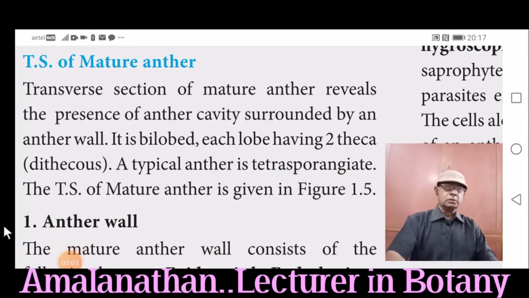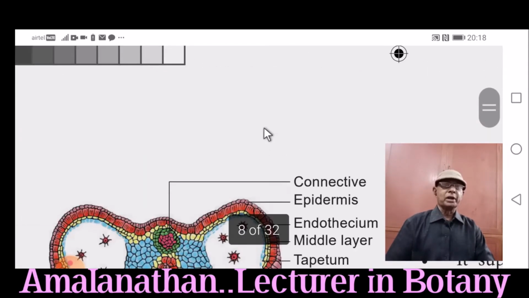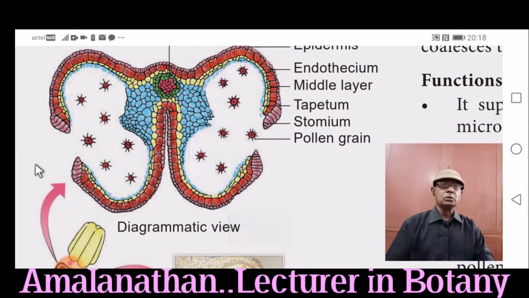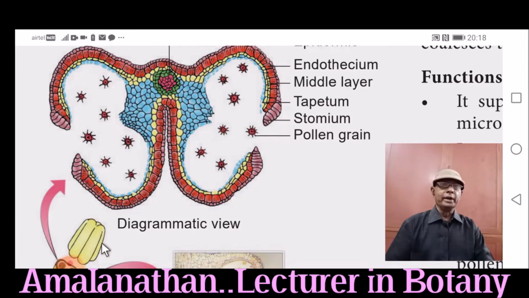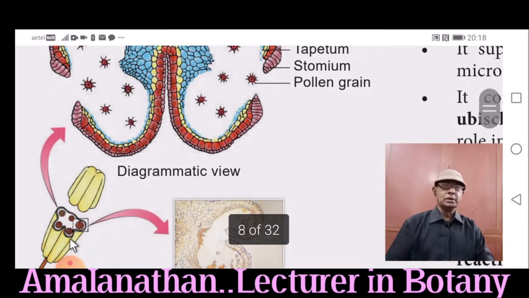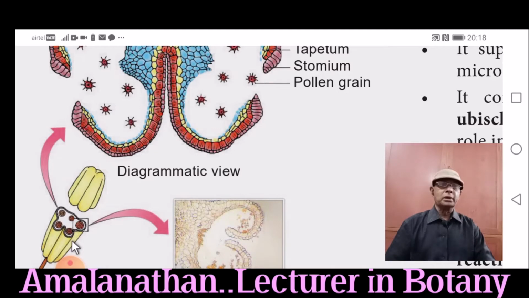Dear students, today we are going to study about TS of mature anther. A typical anther is tetrasporangiate because it is made up of 4 sporangia, 1, 2, 3, 4. In each anther, there are 4 sporangia present. That's why it is called a tetrasporangiate anther.